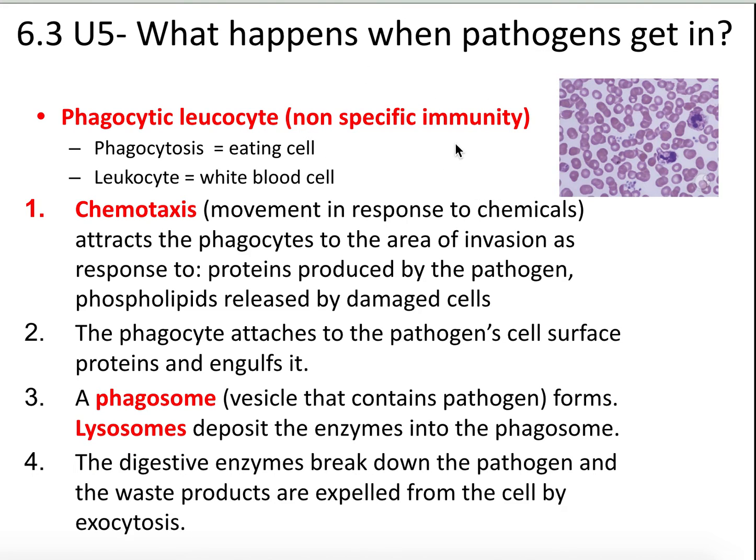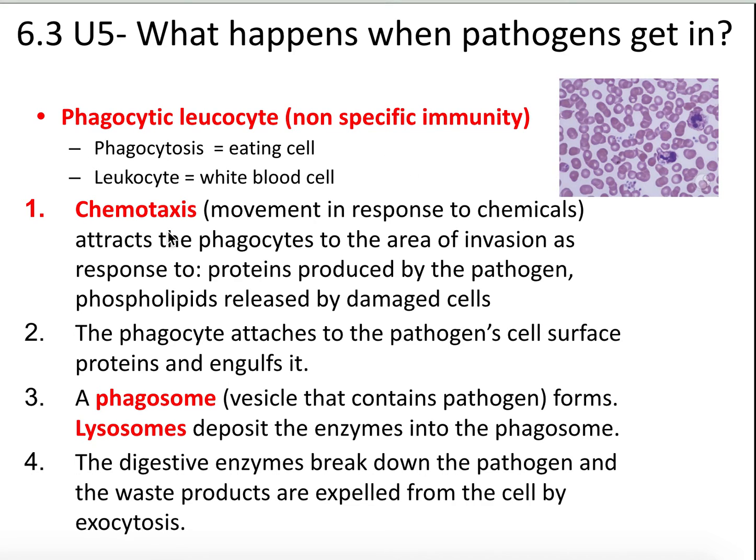This is when a new invader gets into our body, a new pathogen has entered. So a phagocyte is an eating cell. Sometimes you'll hear them referred to as a macrophage, like a big cell that just likes to eat. And then you'll also hear of a leukocyte, which is a white blood cell. So these are the first reactors to a new invader or a new pathogen entering the body.